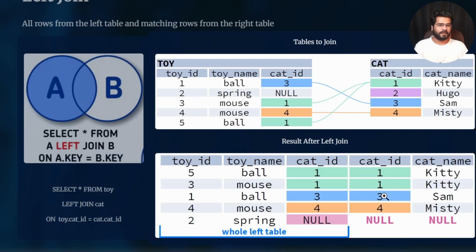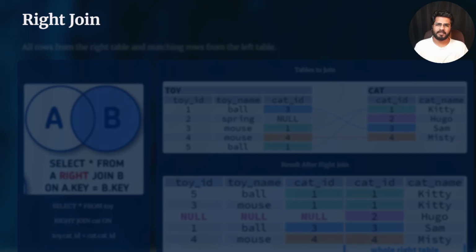In conditions where there is no match in the right table, null values are returned for the right table's columns. So the next is right join. Conceptually, it is similar to left join. Right join returns all rows from the right table and the matching rows from the left table.